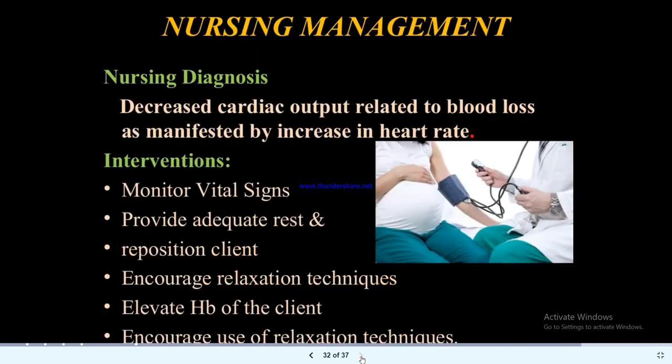Nursing management. Nursing diagnosis: decreased cardiac output related to the blood loss as manifested by increase in heart rate. Interventions: monitor vital signs, provide adequate rest and reposition the client, encourage relaxation techniques, elevate hemoglobin of the client.